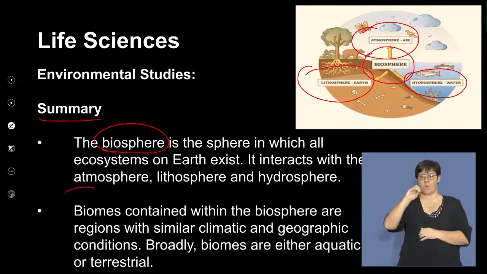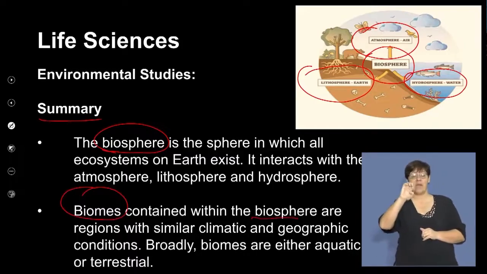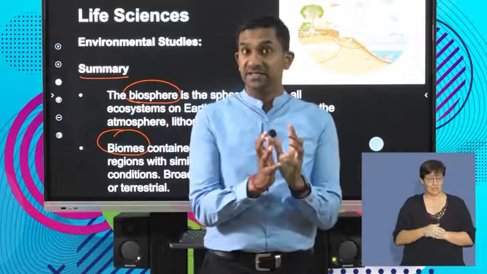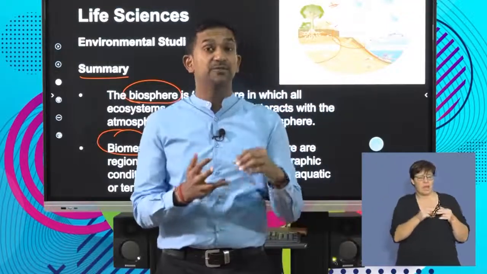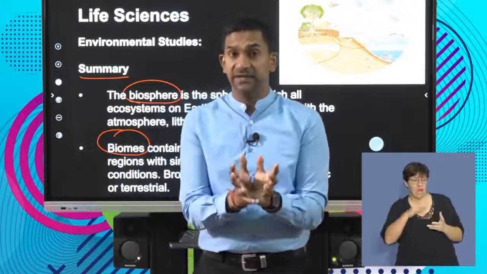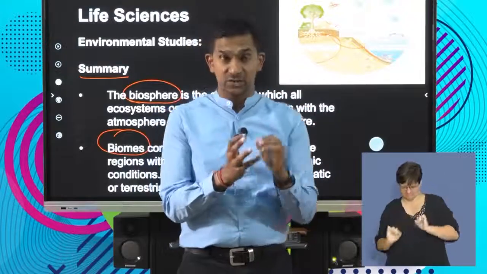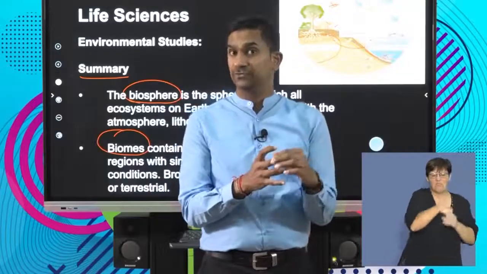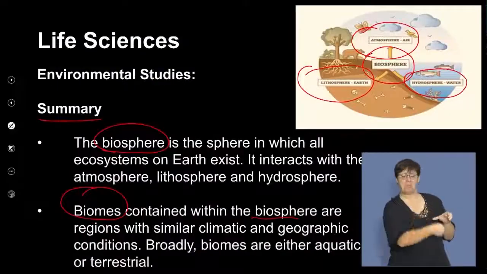We also mentioned that biomes are an important part within biospheres, and we recognize that biomes were areas that are characterized by their unique climate and the type of plants and animals that are found in that area. So biomes are little areas that are characterized by their unique climate and fauna and flora, which is plants and animals that live in those areas.